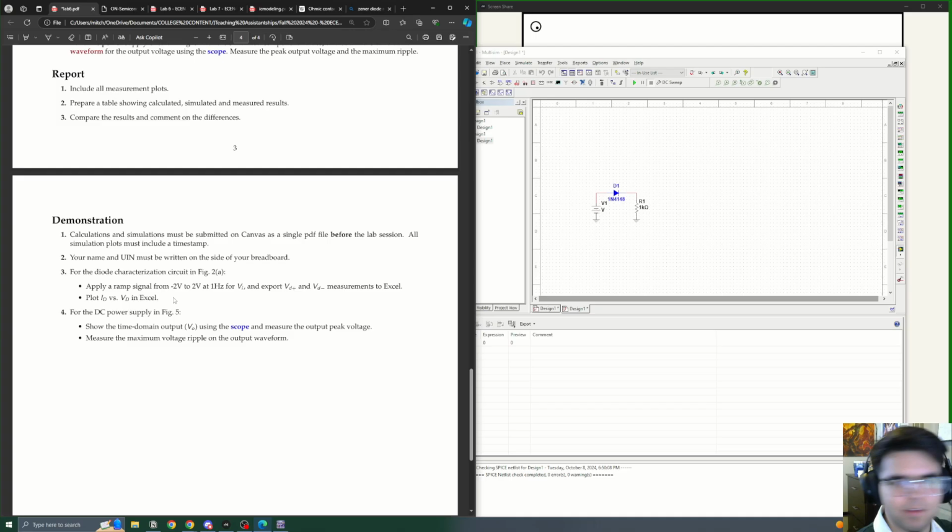The demonstration just asks to see what your plot for the IV curve looks like and asks to see the correct output waveform, right? So very straightforward lab, but a lot of interesting topics.